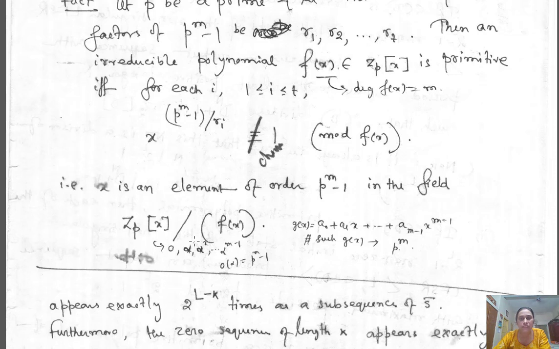How many elements do you have here? p to the power m. The first element is 0, and this is essentially a field. If alpha is the generator of the multiplicative group, all the elements are alpha, alpha squared, up to alpha to the power p^m - 1. This alpha is the generator, so the order of alpha is p^m - 1.